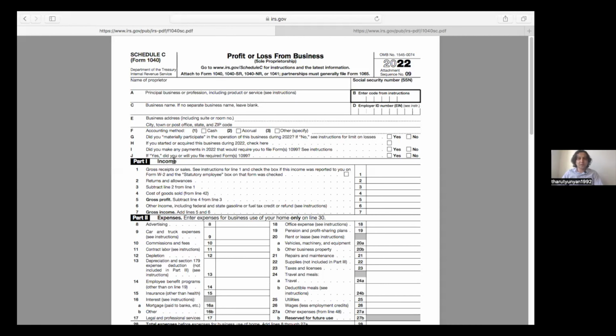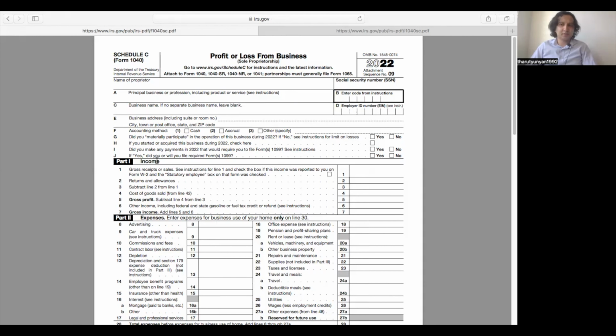You will obviously need the Schedule C. All you have to do is just Google Schedule C PDF, and in most cases you'll see it will be on the top of the search. So you will see something like this: Schedule C, Form 1040, profit or loss from business. And 2022, just make sure it's the current year.